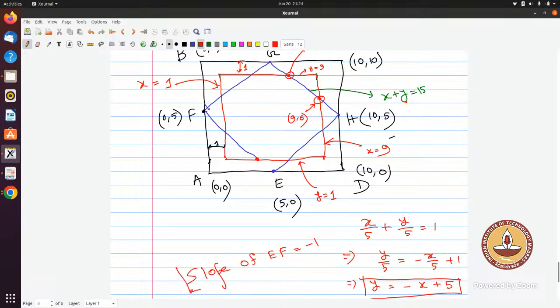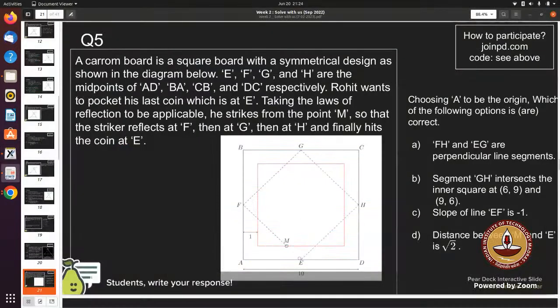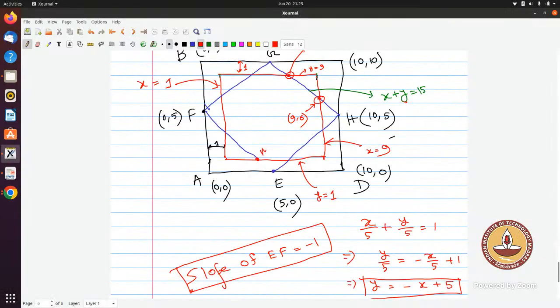Clear? Yes, sir. I need this one. Okay. Great. Distance between M and E. Now what is M? This M. What is the distance between these two? How can we do that? Anyone? Using Pythagoras theorem. Yeah, that also. But what is the coordinate of M? What is the coordinate of M? 4,1.